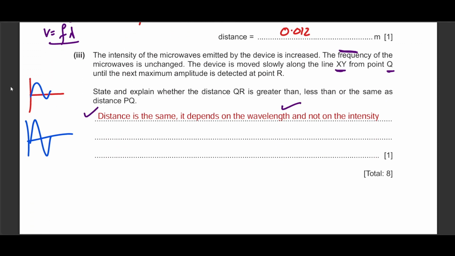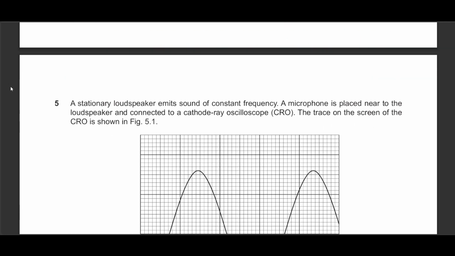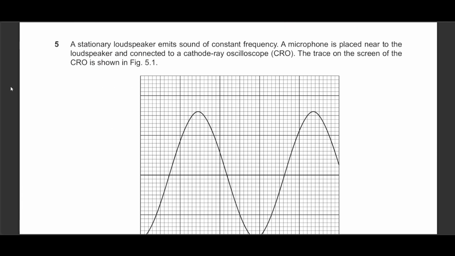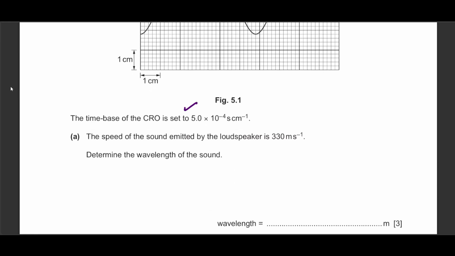Okay, that's why the distance is the same, because it depends on the wavelength and not on the intensity. Question number 5, a CRO-based question, a microphone placed by a loudspeaker. Okay, fine. The time-base setting is given to you. He says determine the wavelength. It's going to be a longer part because we're going to use the formula, which is V equals F lambda.